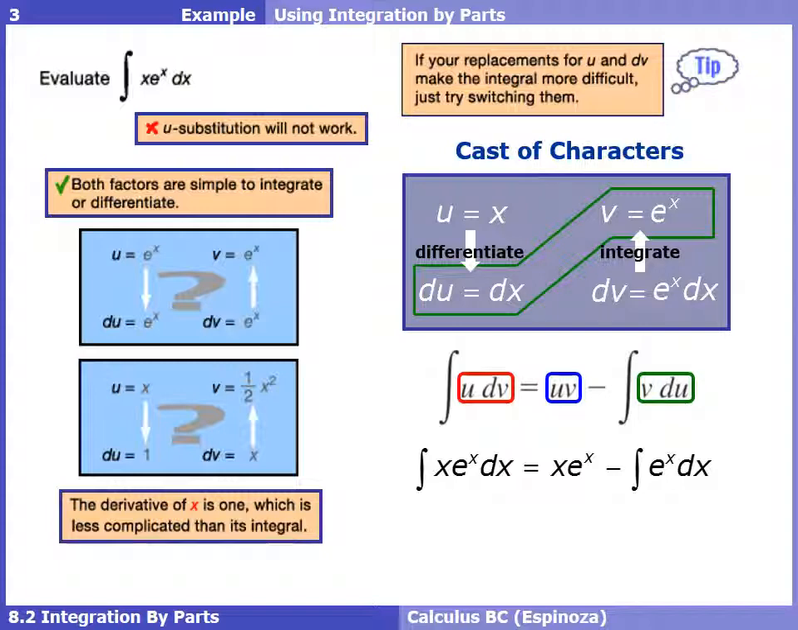After that, it's a fairly simple problem. Of course, x e to the x stays x e to the x, and we know that the integral of e to the x is itself. So that's going to be minus e to the x, and then just don't forget, especially with the complexity of these problems, that your antiderivative needs to have that plus c at the end.